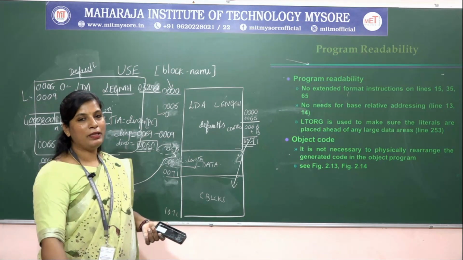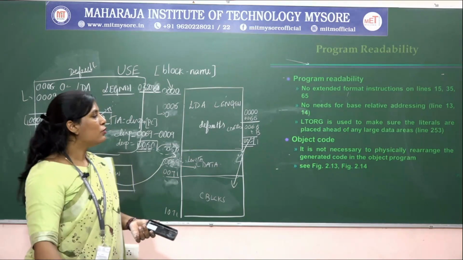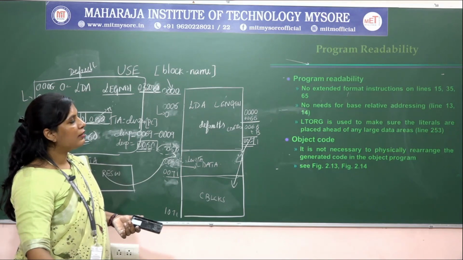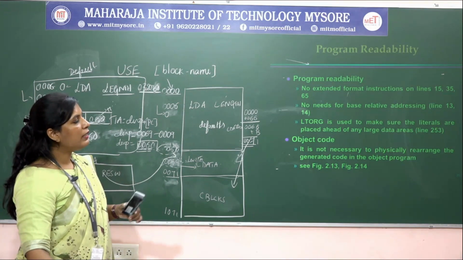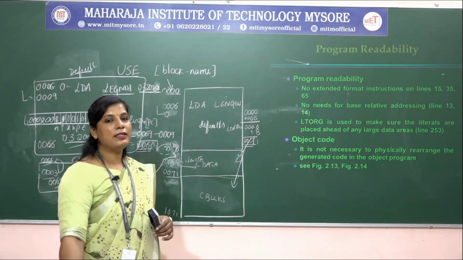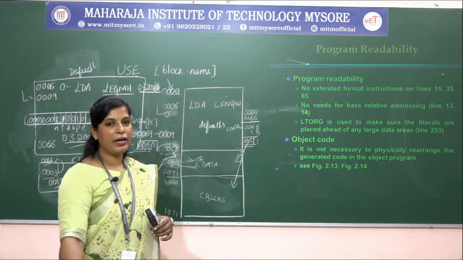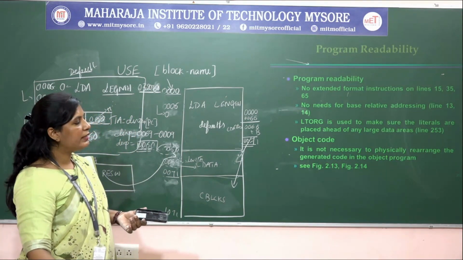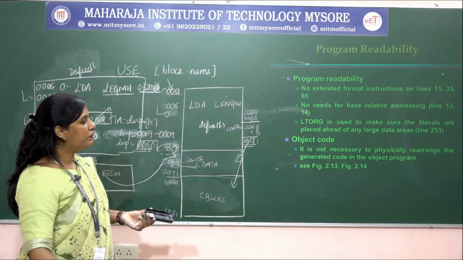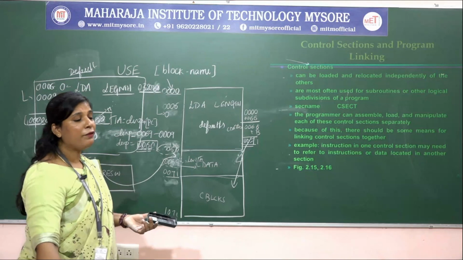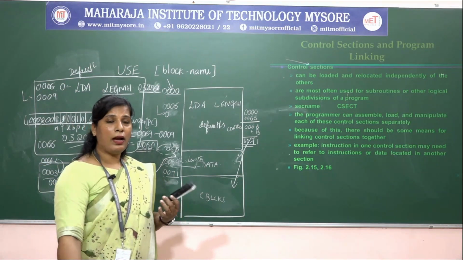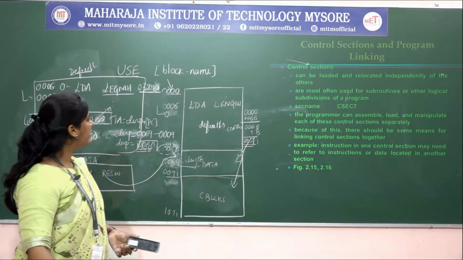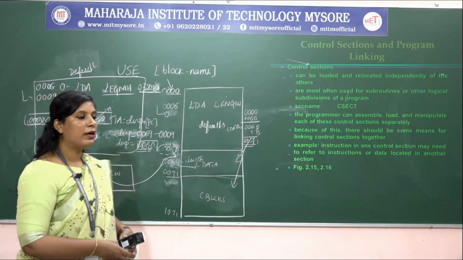Everything is going to be done in the program counter relative addressing mode only. LTORG is used to make sure that all the literals are placed ahead of any large data areas. It places all the literals we are using in that program in that C data block only. It is not necessary to physically rearrange the generated code in the object program. We can rearrange the code so that the program appears like that. In this way we can create the object code for the program blocks.